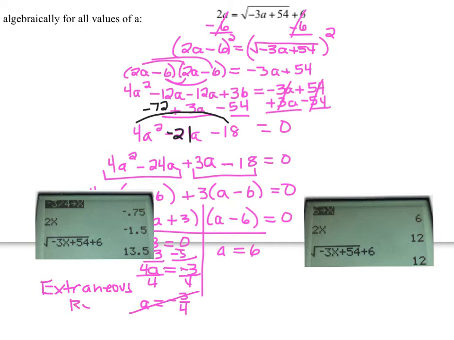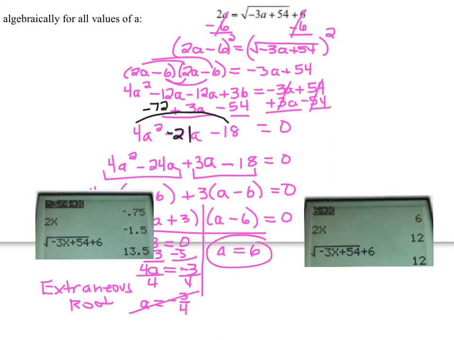Okay, now we have to check the other value of 6. So I did the same thing. I did 6 store x. I plugged in the left-hand side of the equation, hit enter. I plugged in the right-hand side of the equation, hit enter. And look at that, they match up. So that tells us that a equals 6 is a solution.